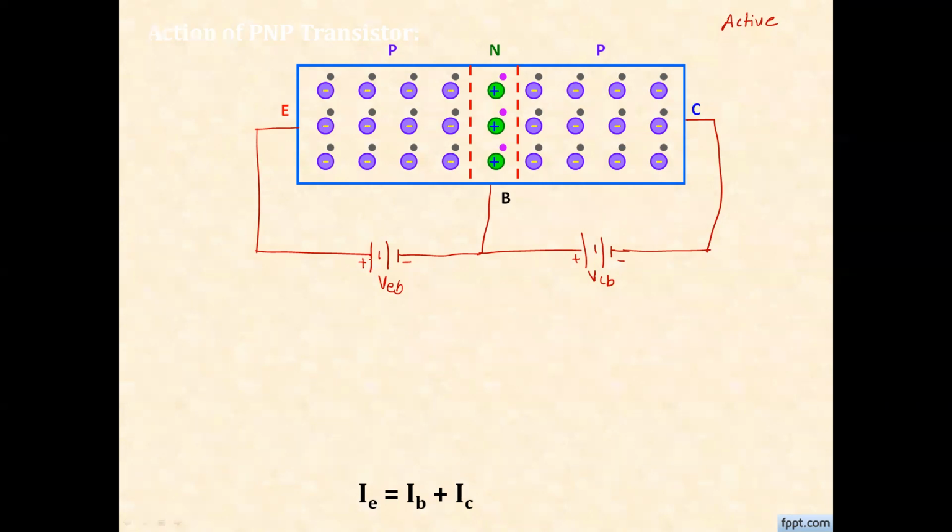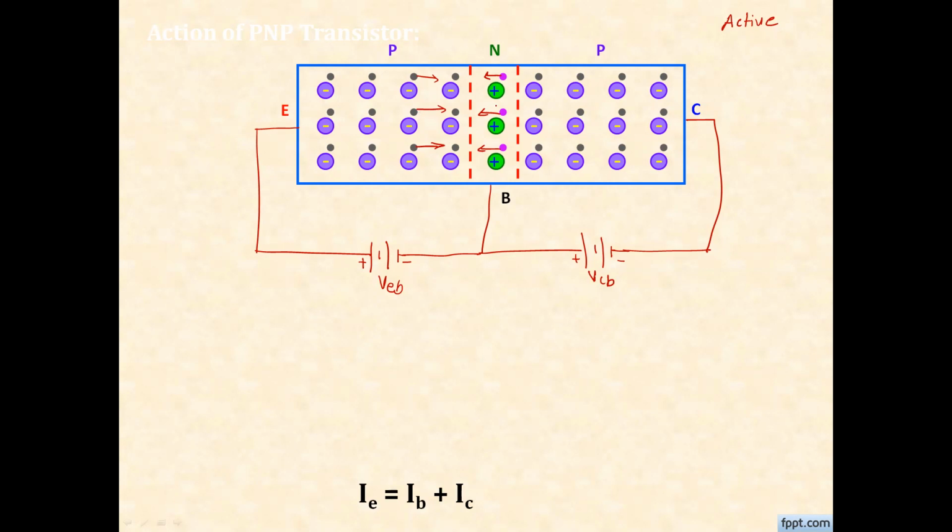When the positive terminal of the external battery is connected to the P region, it means holes are repelled towards the junction. Similarly, the negative terminal is connected to the base, which means that electrons are also repelled towards the junction. But the thing is that the base region is very lightly doped and very thin. So the number of free electrons present in the N region is less compared to the number of holes present in the P region.